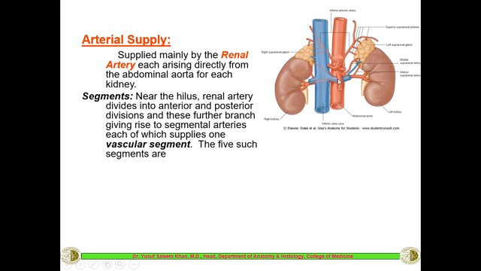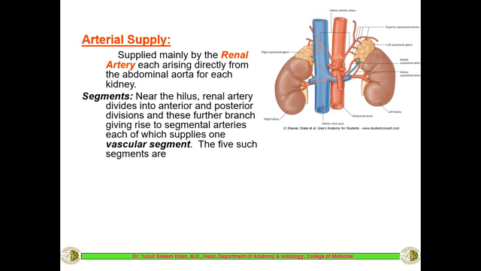If you see this renal artery, when it starts, it is a single artery on either side, but as it comes toward the hilum, it divides into multiple branches. These are called the segmental branches. Near the hilum, the renal artery divides into an anterior and posterior division, and from there it gives rise to smaller branches. These are called segmental arteries, which supply a vascular segment on each side.